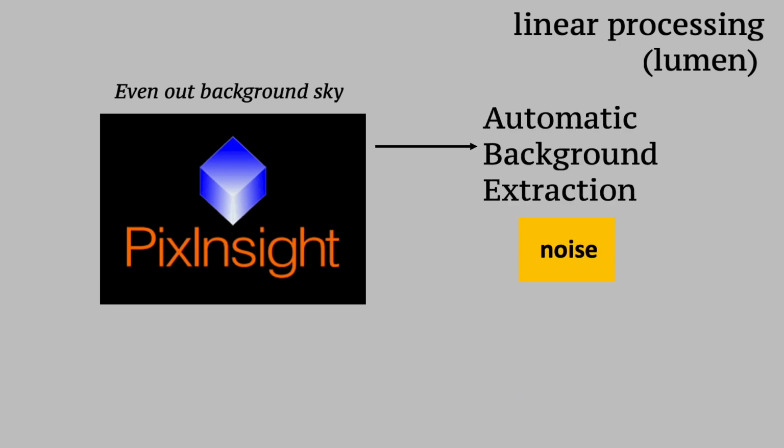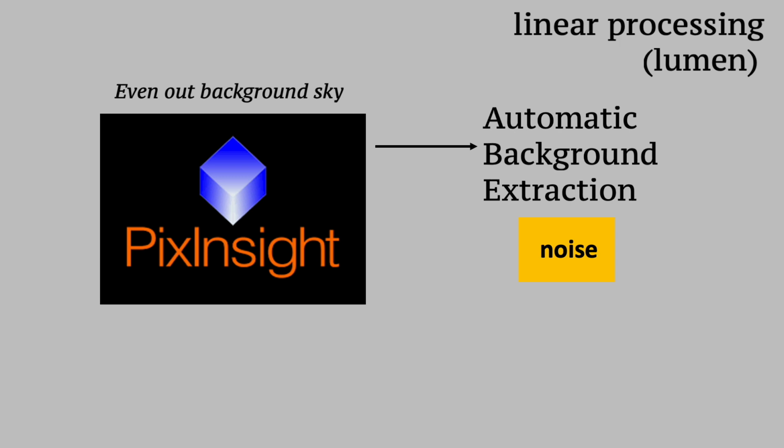So for the lumen processing, we start with evening out the background sky. And so we can have some gradients or whatever. Gradients is where maybe one side of the image is a little bit lighter or a little bit darker, or a corner is a bit lighter or darker.